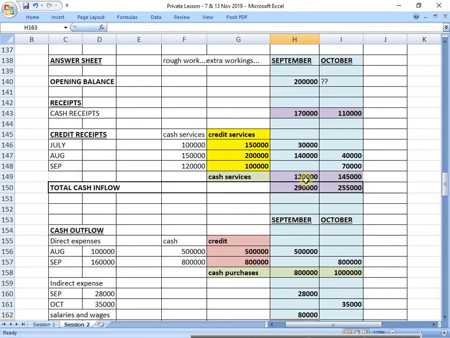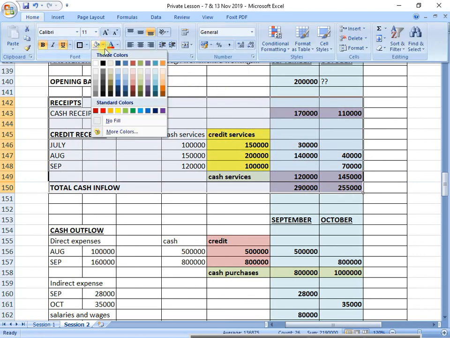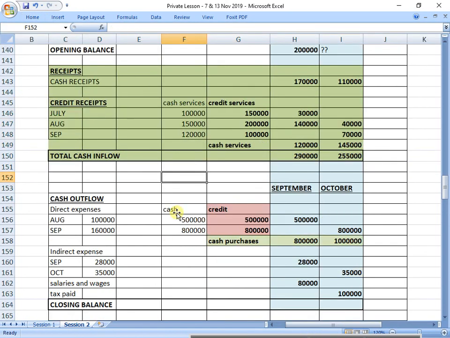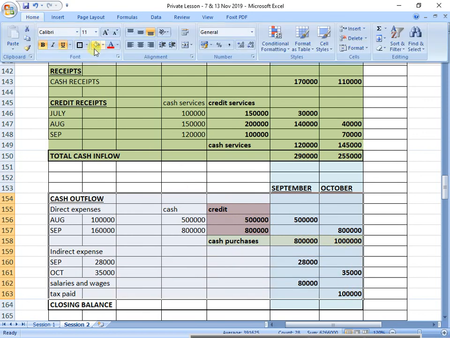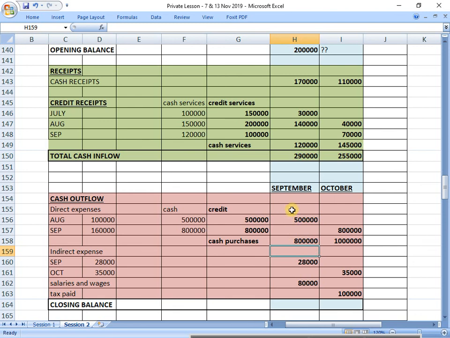So I've got the first part. Receipt section, done. Let's highlight that in green. Then I need the payment section. Let's highlight this in red. I've got all these expenses. I need to work out the outflow. Did they give you a line item for total outflow? See, they didn't. They didn't give you a total line.